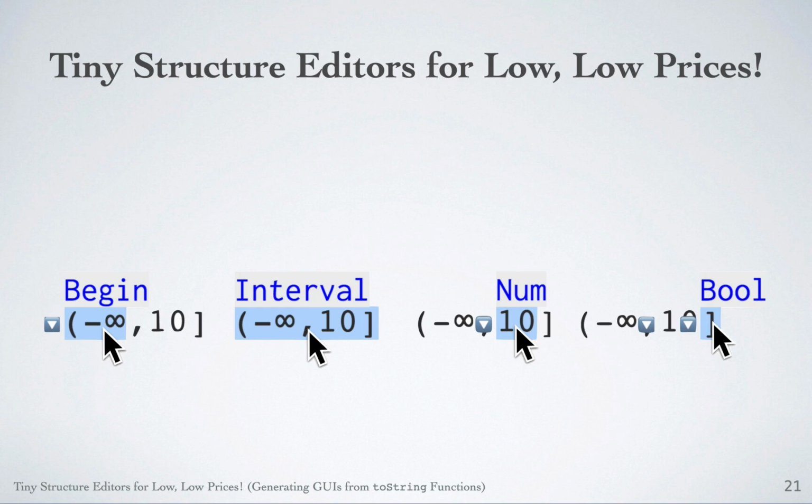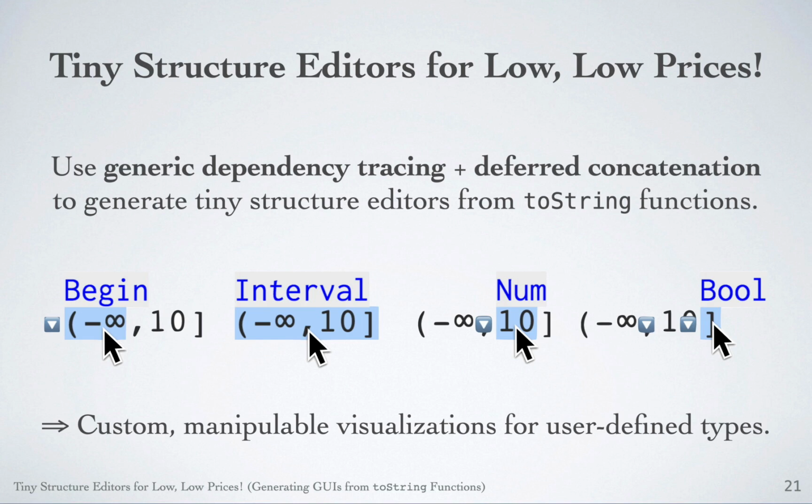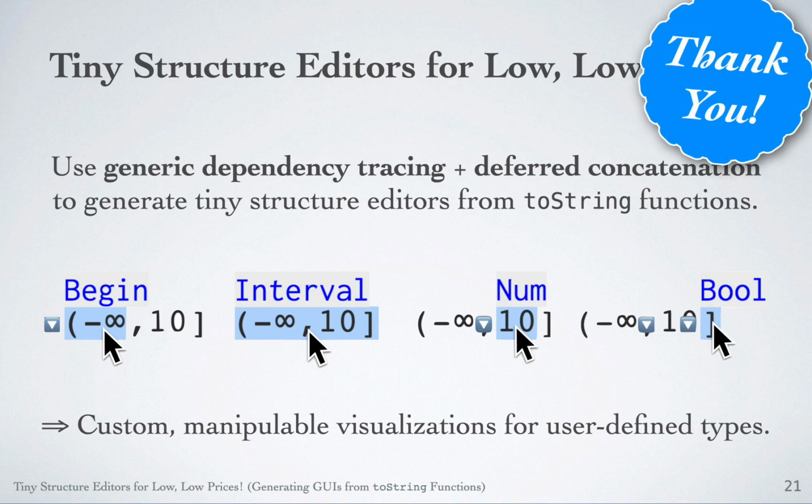So that's tiny structure editors for low prices. We use generic dependency tracing and deferred string concatenation to generate these tiny structure editors from toString functions. And that allows custom manipulable visualizations for programmer-defined types. Thank you for listening, and I'm happy to take any questions.